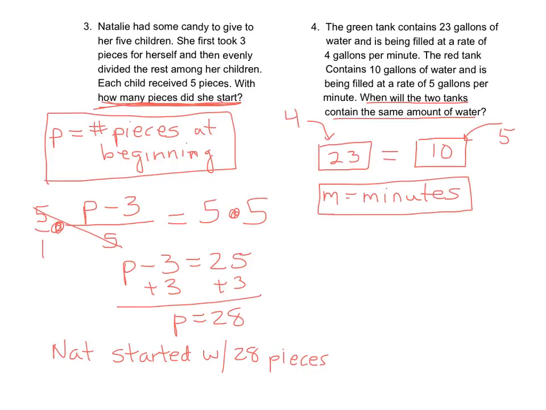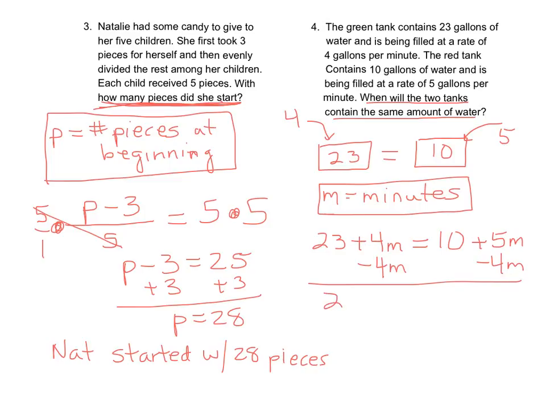Alright, so the green tank has 23 gallons, but it's increasing by 4 gallons every minute, so 4 times M. And then we want that to be equal to the red tank, which starts at 10 and is gaining 5 gallons every minute. So we have the green tank equaling the red tank. Alright, now we have to solve it. There are variables on opposite sides of the equal sign, so I'll subtract 4m, get all those variables on the same side. 23 equals 10 plus m.